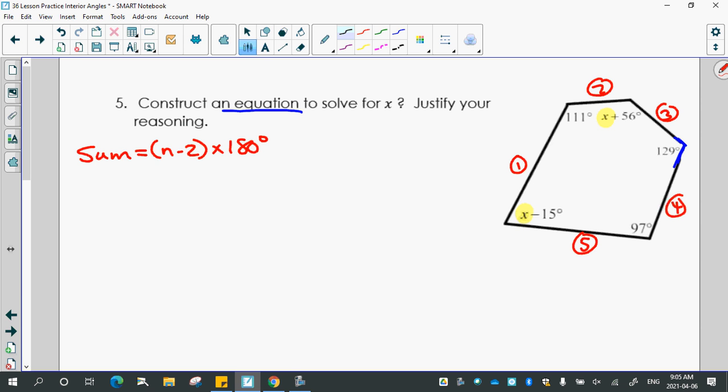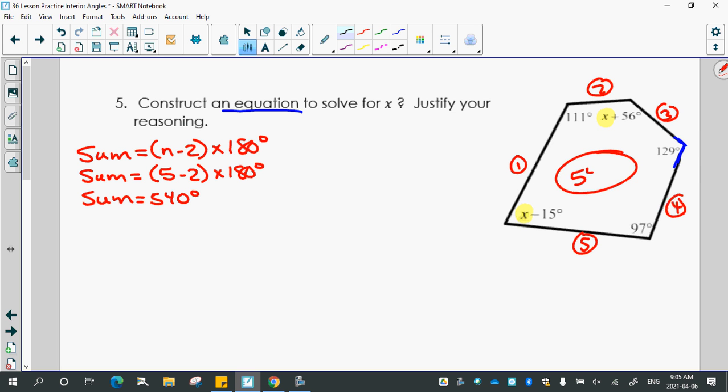So the sum of all the angles is going to equal n minus 2 times 180, or 5 minus 2 times 180, or 540 degrees. So I know that when I add up all of these angles, I'm going to get a total of 540 degrees.